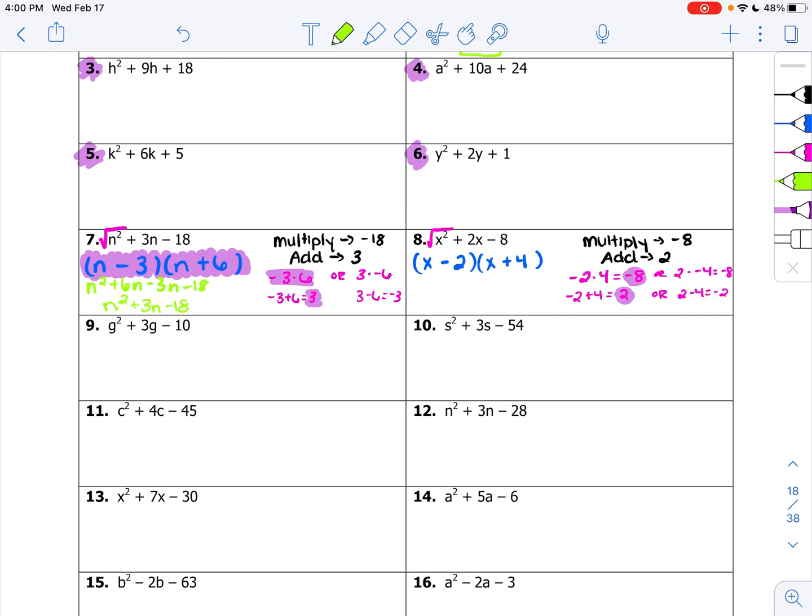And then we're going to check it. So first, outside, inside, last. Combine your 2 in the middle, gives me x squared plus 2x minus 8, which is what I started with.